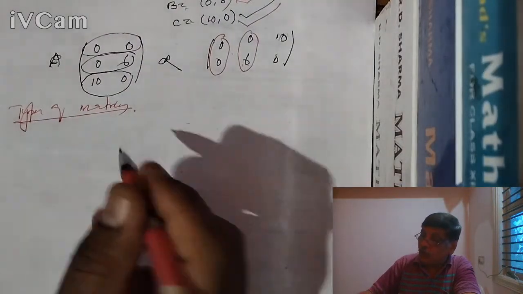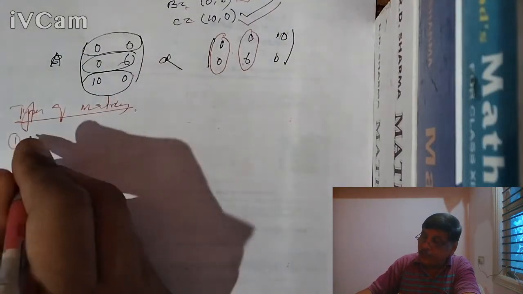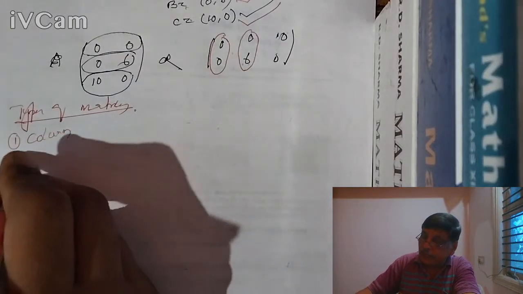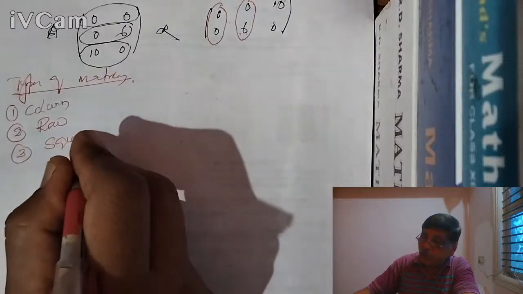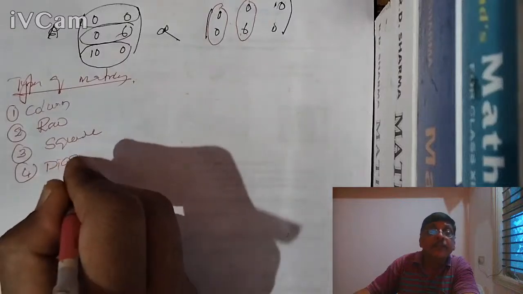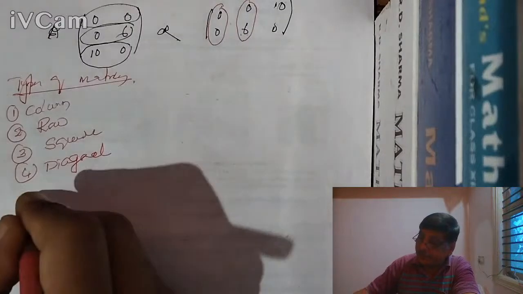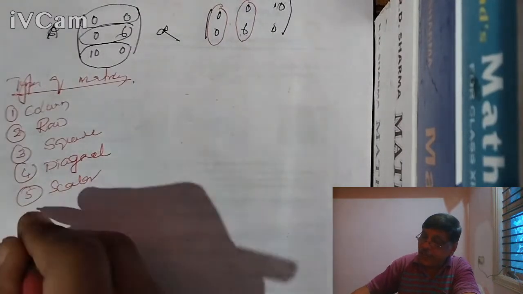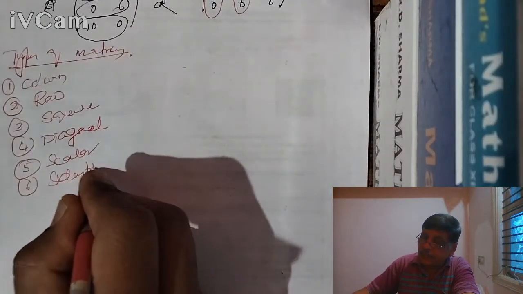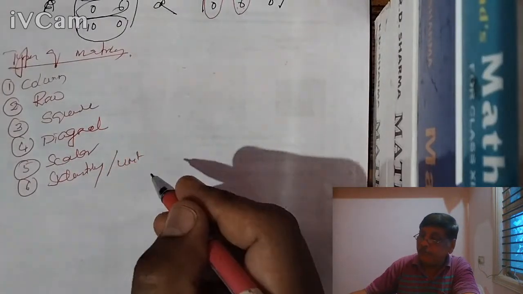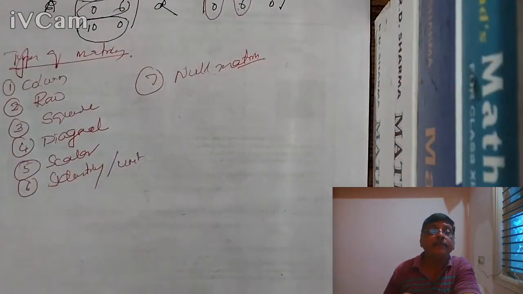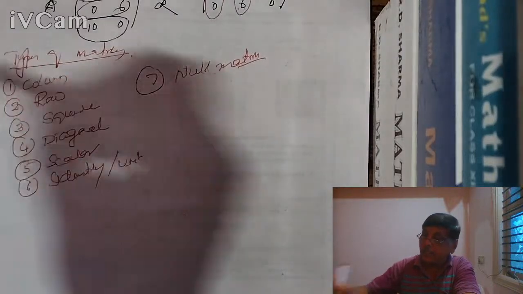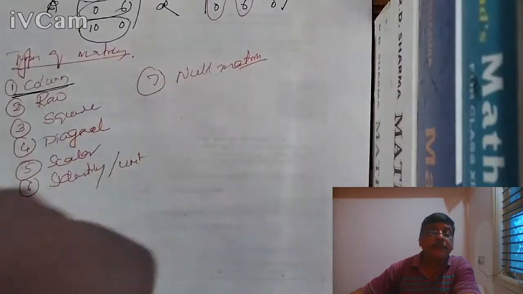Types of matrices. Here we discuss first column matrix. Second, row matrix. Third, square matrix. Fourth, diagonal matrix. Next one is scalar matrix. Next one is identity matrix or unit matrix. Last one, null matrix. Here we discuss one by one. First, let us discuss column matrix.